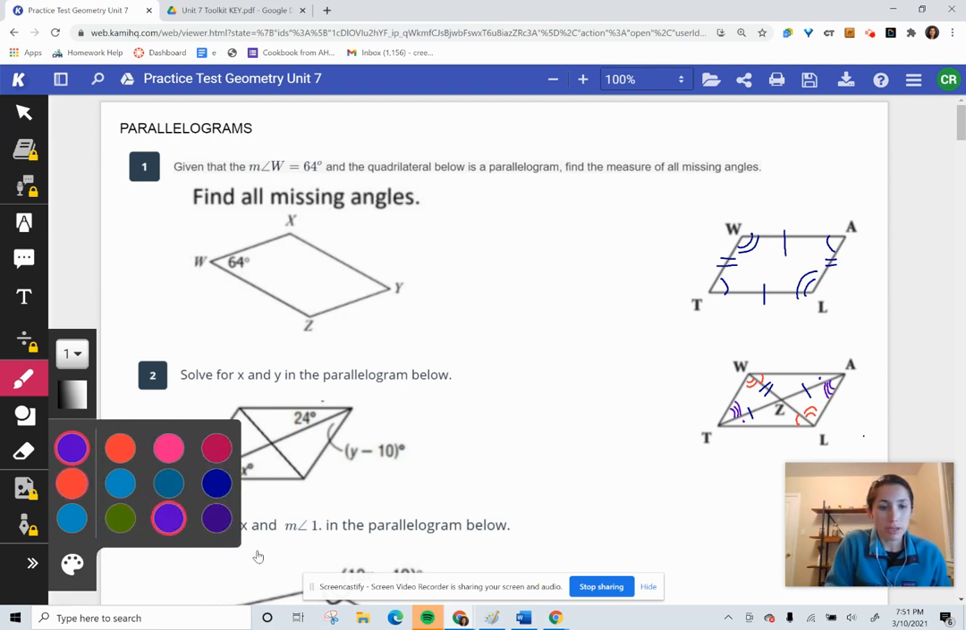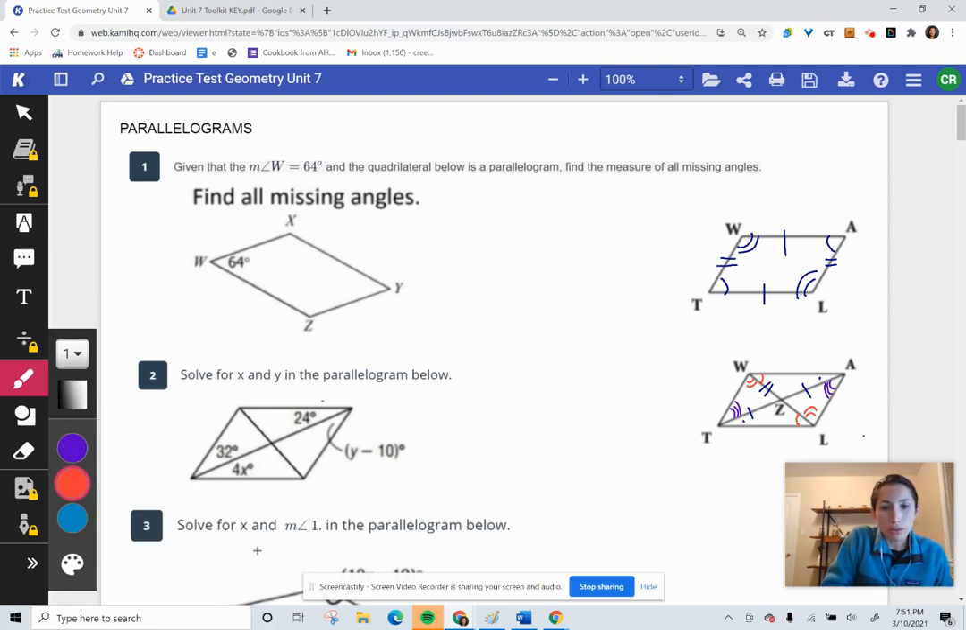So in this diagram here, we know that our opposite angles are congruent, so that should help you solve for y. And then we also know that same side interior angles are supplementary. So I would say that angle W plus angle X is equal to 180. And you should be able to use that once you solve for X. You can then solve for angle Z.